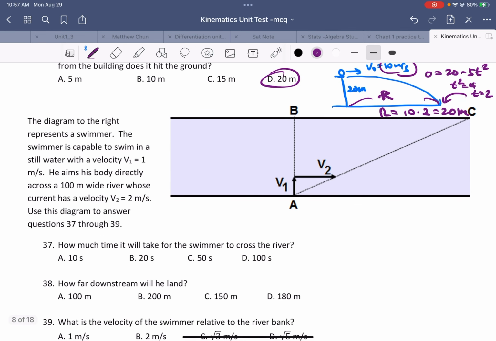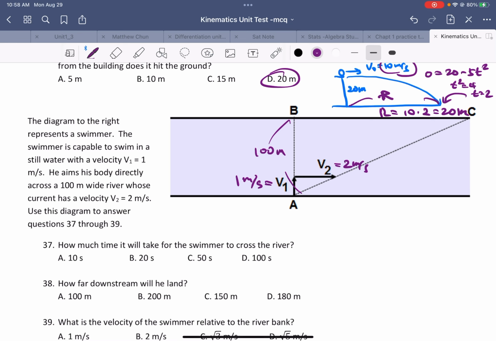Now the diagram to the right represents a swimmer. The swimmer is capable of swimming in still water, v1, at 1 meter per second. He aims his body directly across a 100-meter wide river, whose current velocity is 2 meters per second. So this is 100 meters across the river. Use the diagram to answer. Number 37: how much time will it take for the swimmer to cross the river?